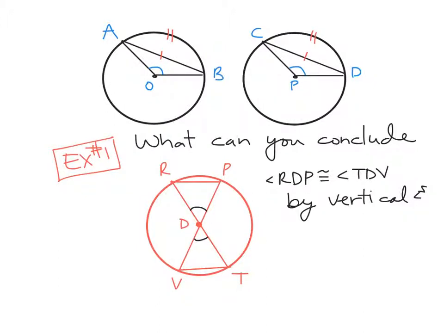If we know those angles are congruent, then what else do we know? Doesn't that mean RDV is congruent to PDT? Yeah, we would know that these two angles are congruent as well. That's still vertical angles. What do those vertical angles lead us to?